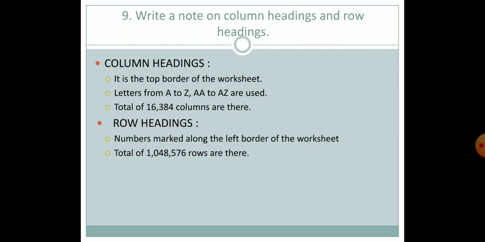Row headings are marked along the left border of the worksheet. And how many total number of rows are there? You have 1,048,576 rows. So what are the column headings and row headings? Column headings are represented with the alphabets on the top of the worksheet, whereas row headings are marked along the left side border.